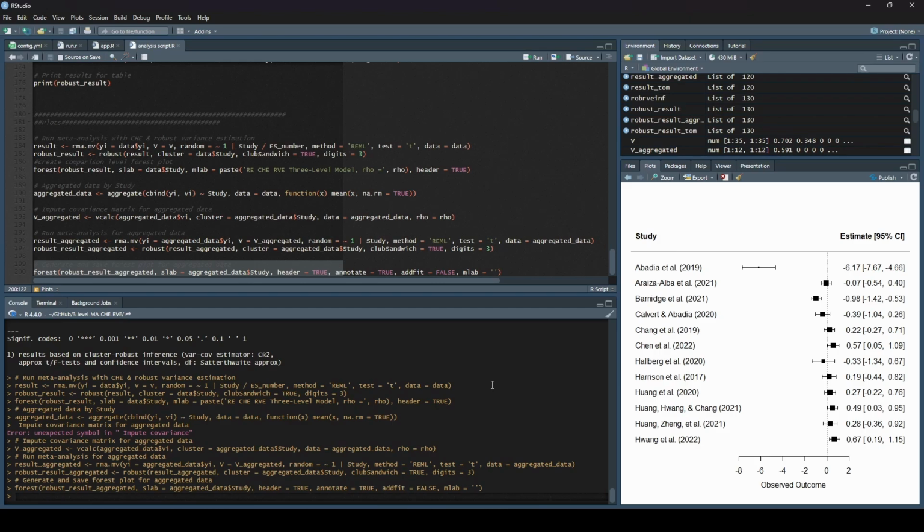So in these 3-level analyses, I prefer to have both. I think it's important to look at both. I like looking at both. I would suggest that you do the same.